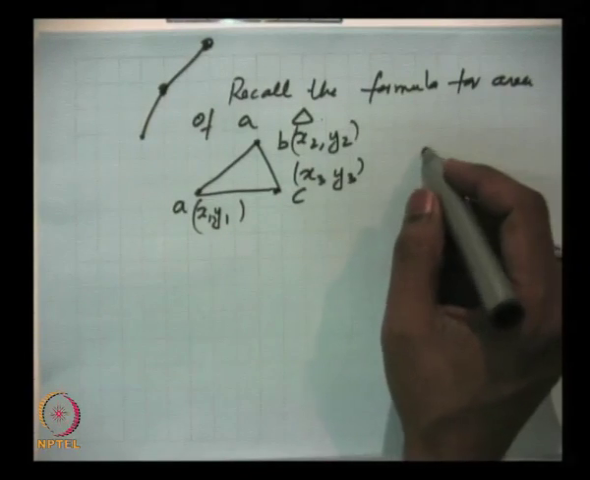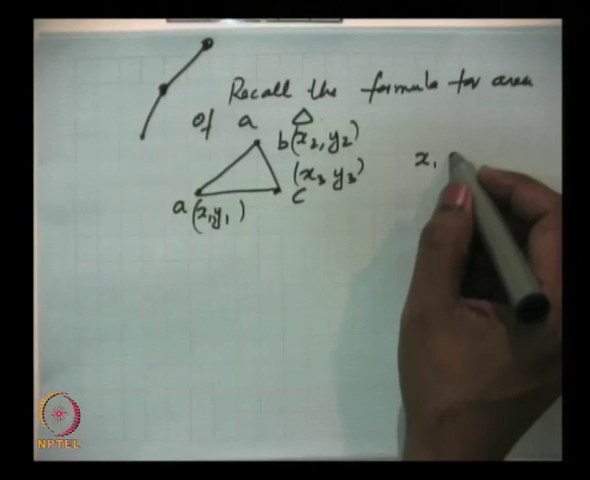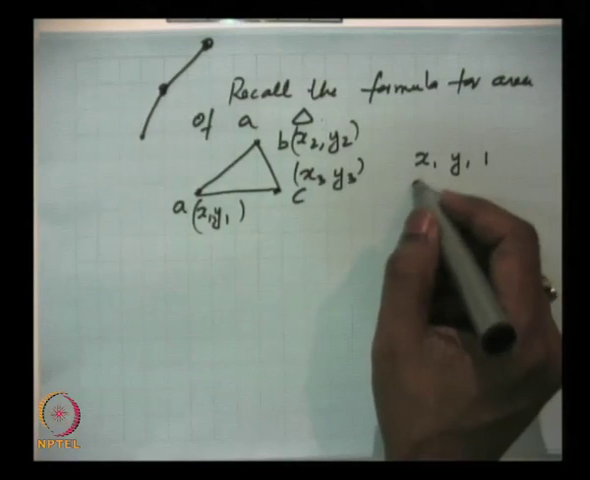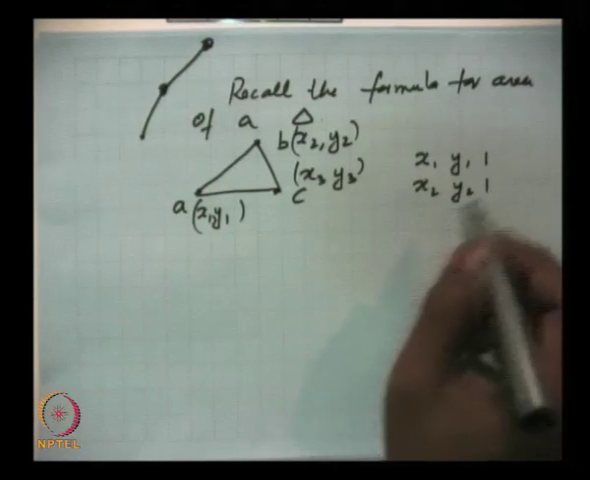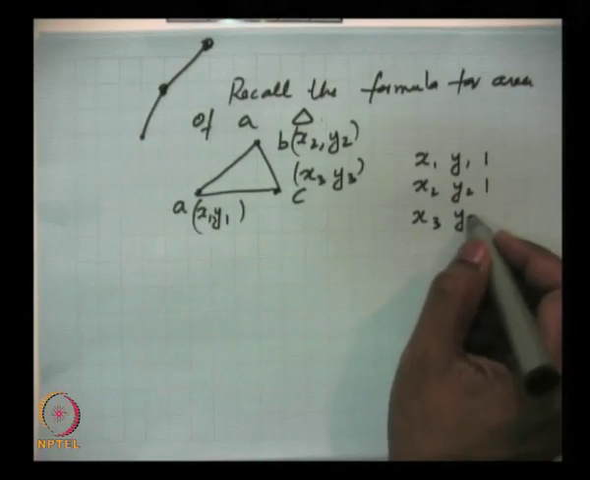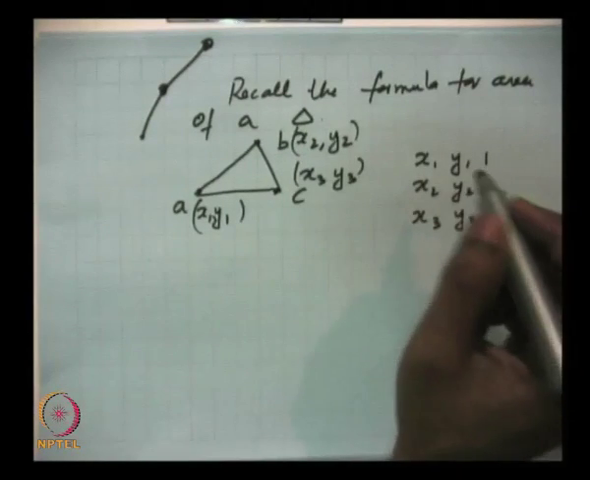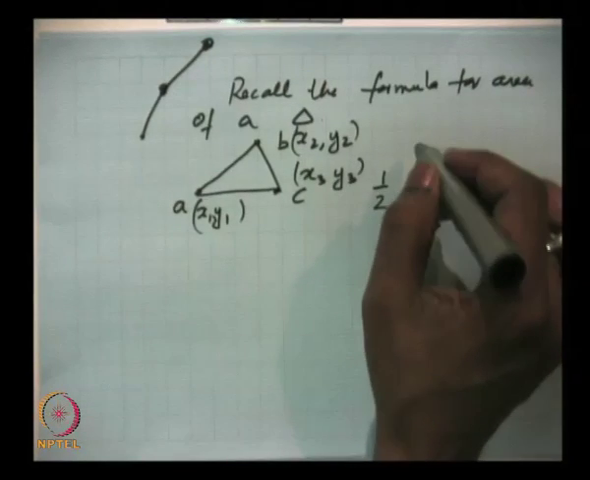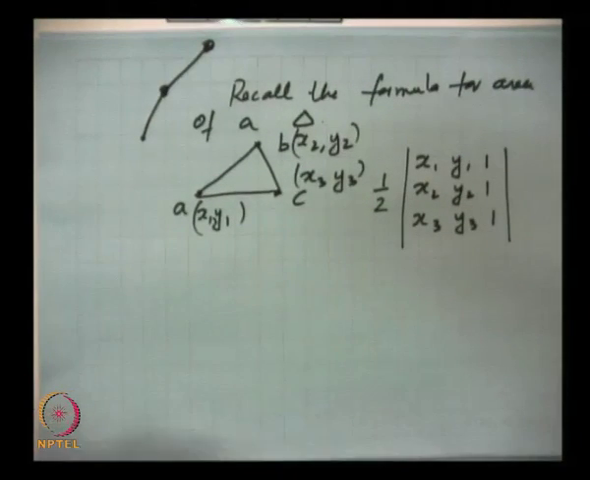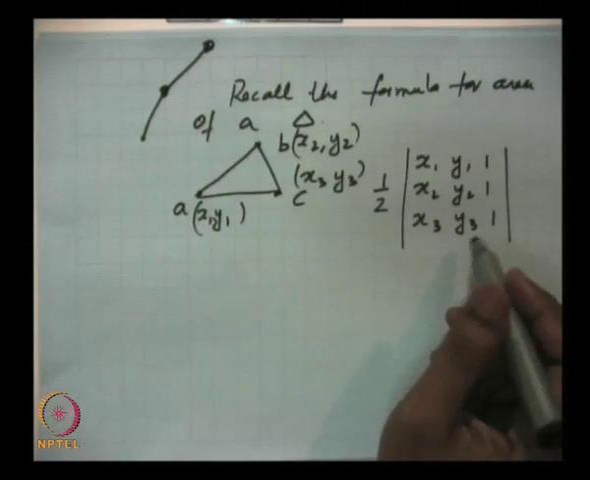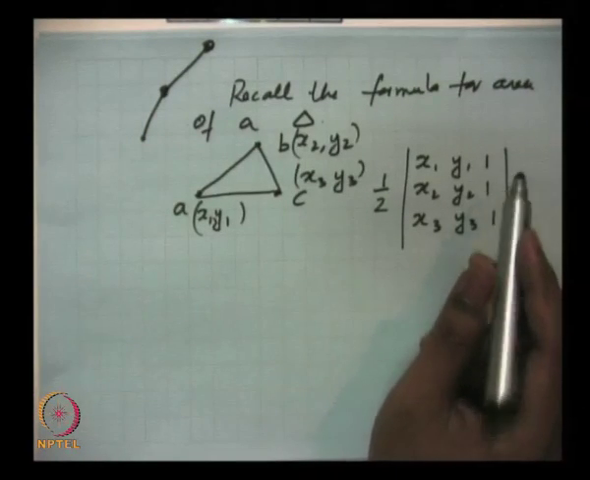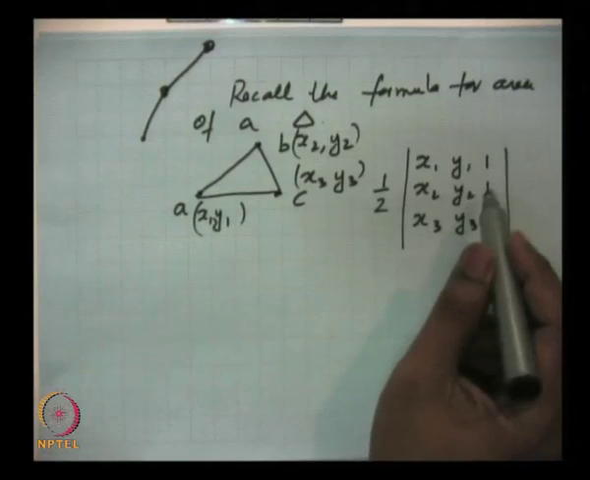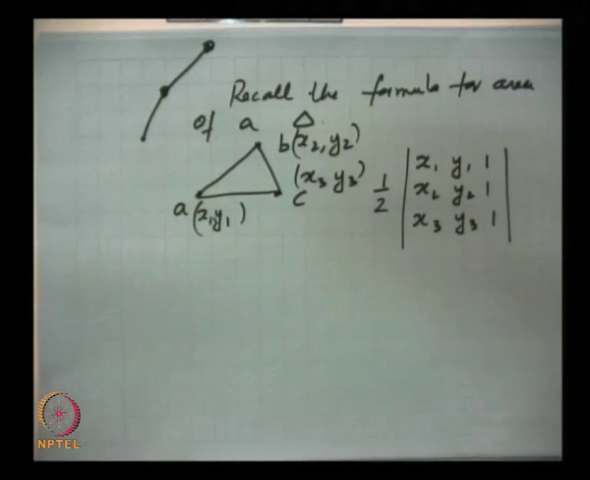Great. Okay, tell me. So, x1, y1, okay, great. Good, you have a good memory. Okay. And the half of this determinant. Okay, half of this. Great. So this is the area of the triangle. And this actually is derived from the cross product.